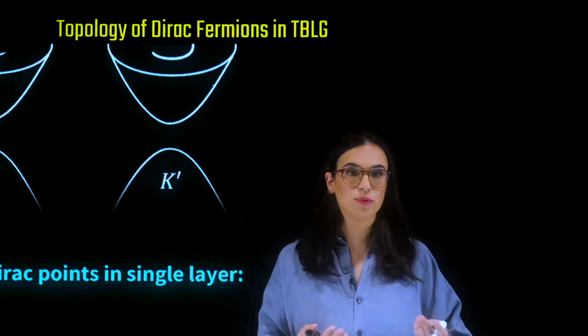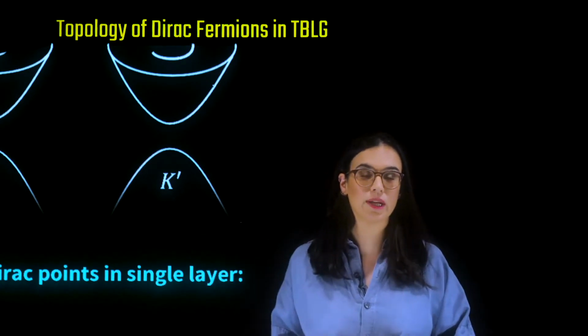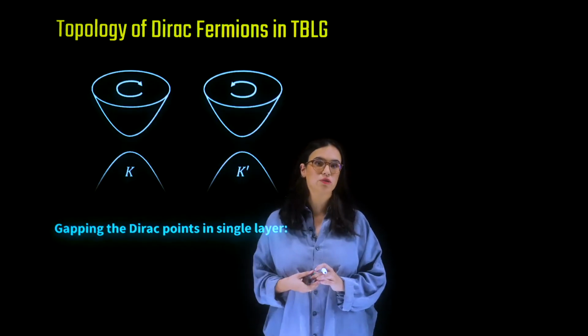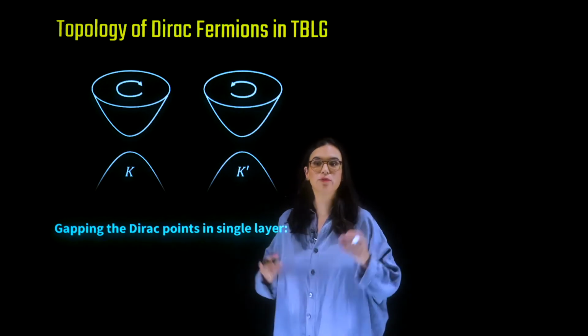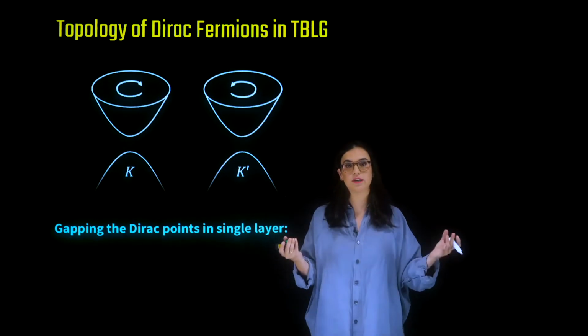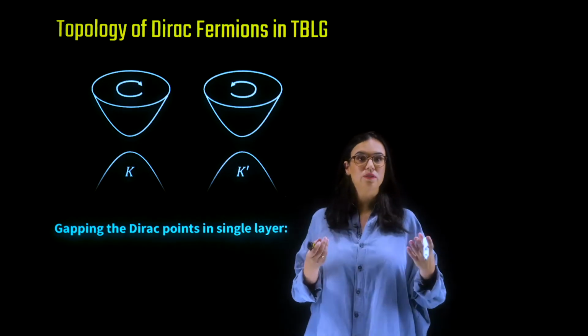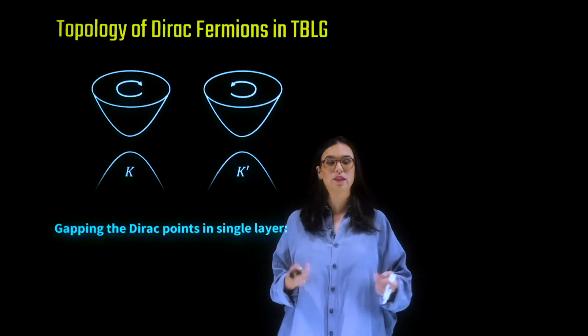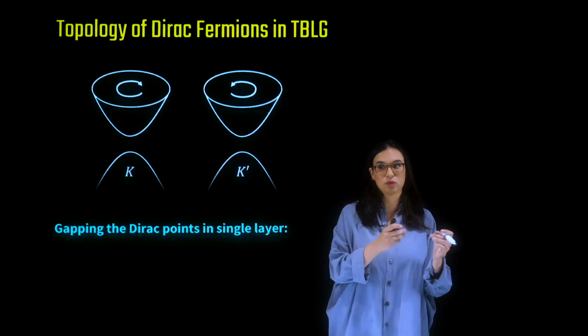So let us note a few aspects of the topology of twisted bilayer graphene by comparing it with single layer graphene. In single layer graphene, we have two Dirac points of opposite chirality, and the way to gap them is by breaking the C2T symmetry. There are two ways of doing that. I can break time reversal symmetry, or I can break C2 symmetry.